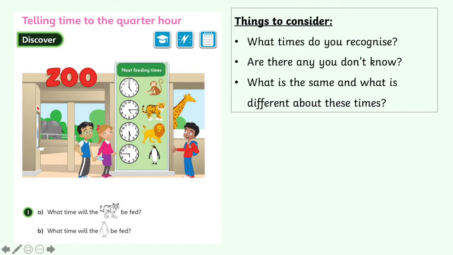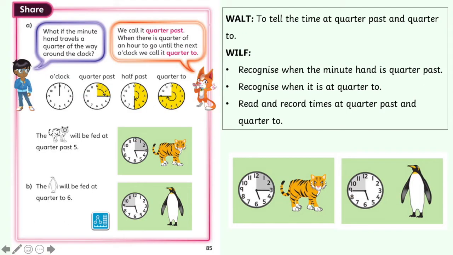Let's talk about today's Walt and Will and share some answers. Our Walt today is to be able to tell the time at quarter past the hour and quarter to the hour. And to do that, we're going to need to recognise when the minute hand is at quarter past, recognise when it's at quarter to, and then read and record the times.